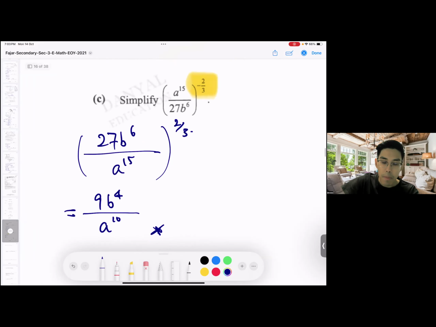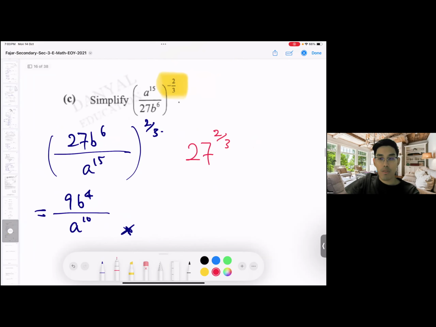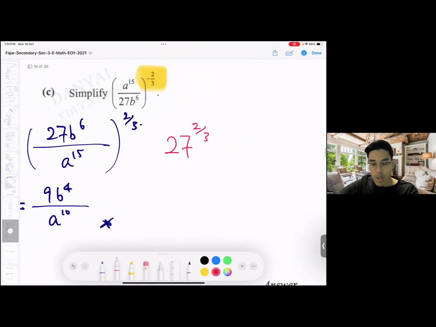So people might be thinking, how do we compute 27 to the power of 2/3 quickly? For me, the way to understand this is cube root followed by a square. That's the idea. So I take the cube root of 27, which is 3, so 3 squared is 9. That's the whole idea. I can also review it like that as well.